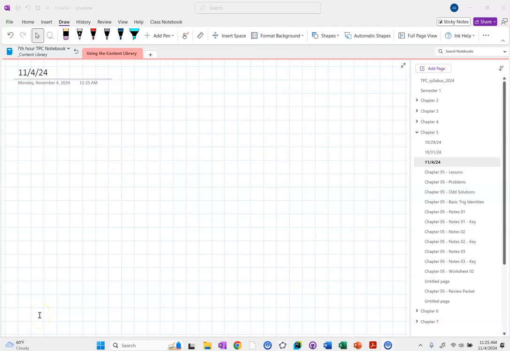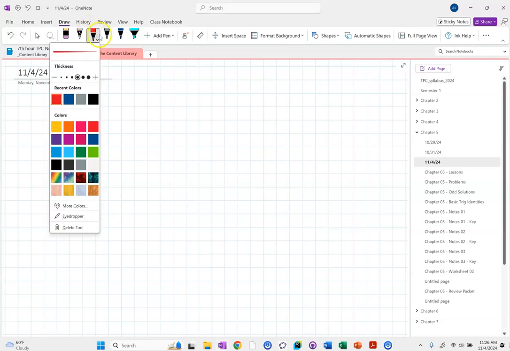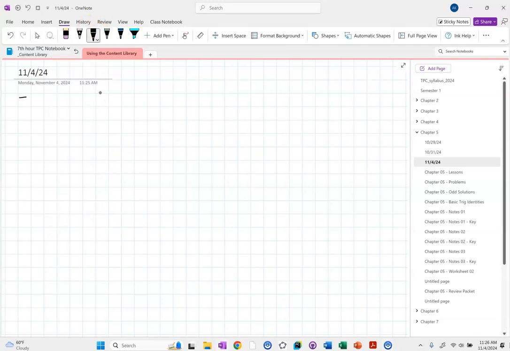Today, our plan is we're going to be jumping ahead to section 5.3. We'll circle back to 5.2 in a little bit.